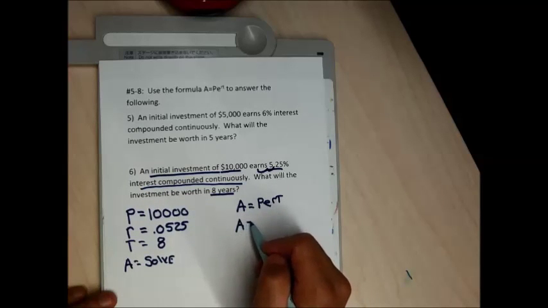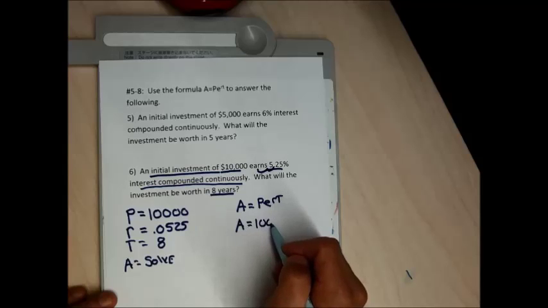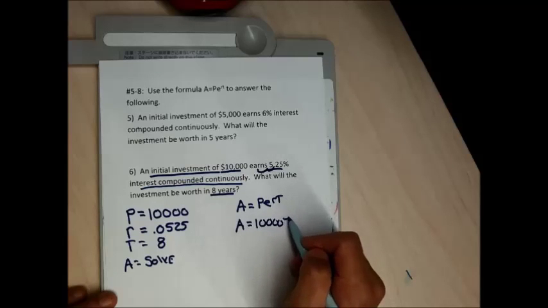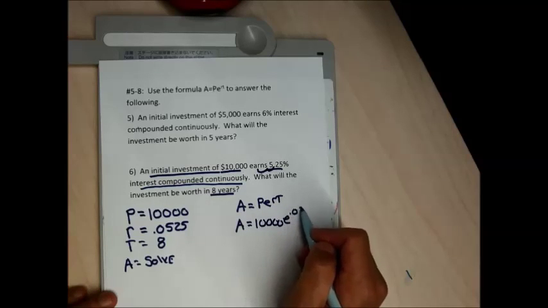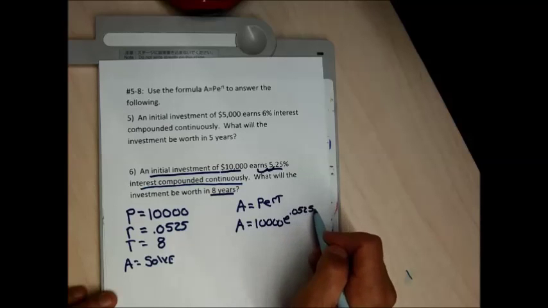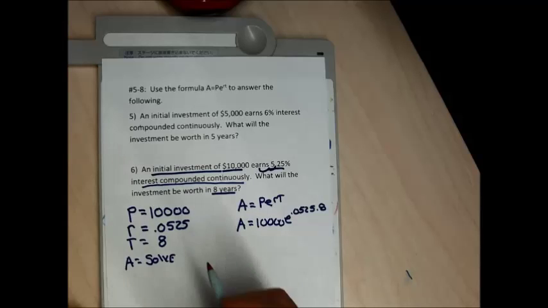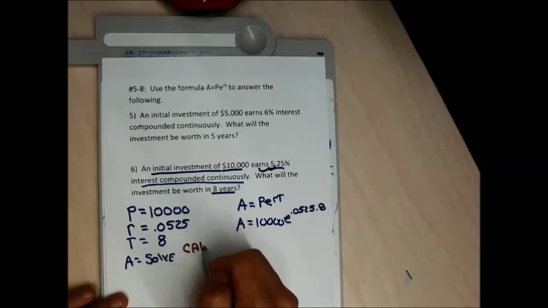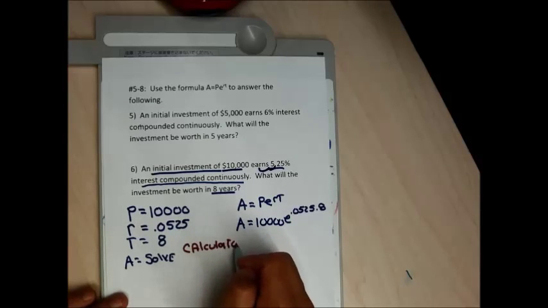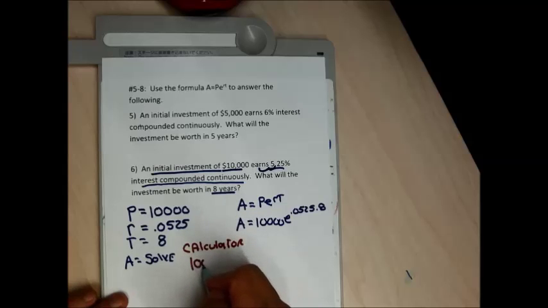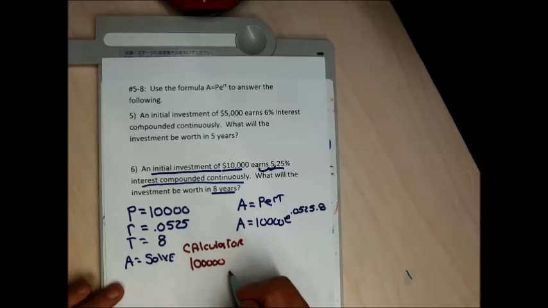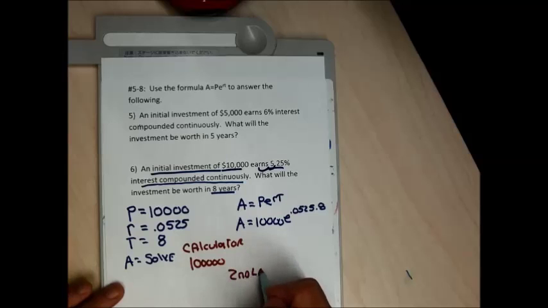So I'm going to get A equals 10,000 times e to the 0.0525 times 8. And on my calculator, it's a little bit trickier. On my calculator, to get my answer that I'm going to round to 2 decimals, I'm going to type 10,000, and then I'm going to hit the second and the ln key.